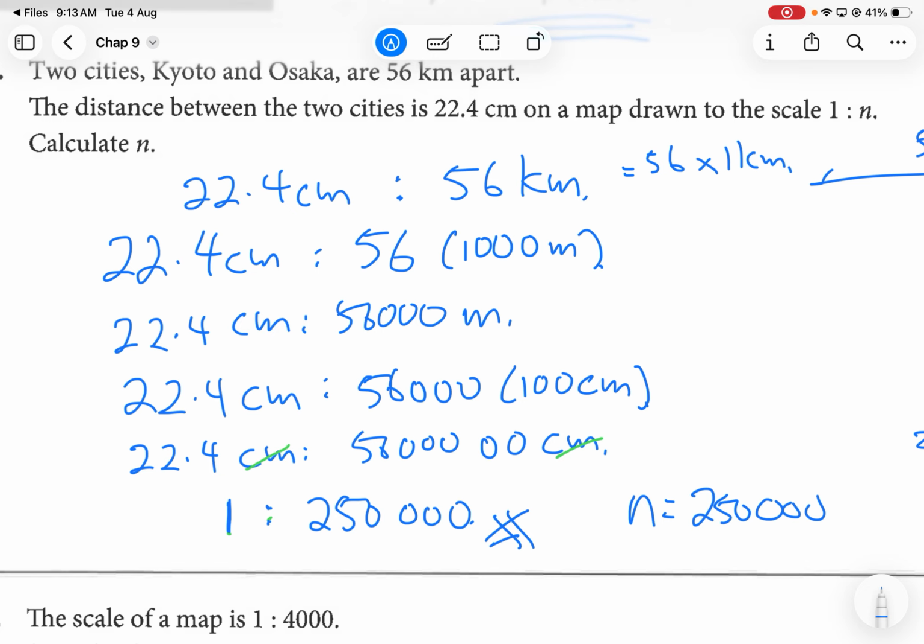Practically, in the real world, what does this mean? This means that every 1 cm on the map is 250,000 cm in the real world. The scale factor is 250,000. Okay? Map scale is one of the most important things of similarity.